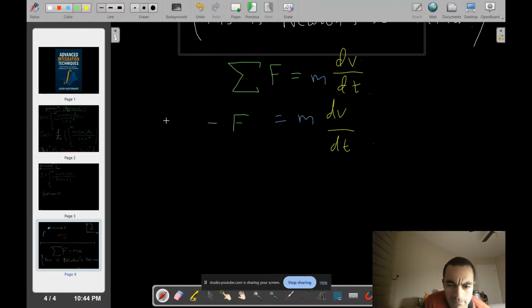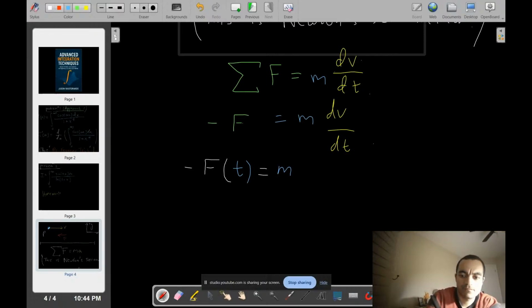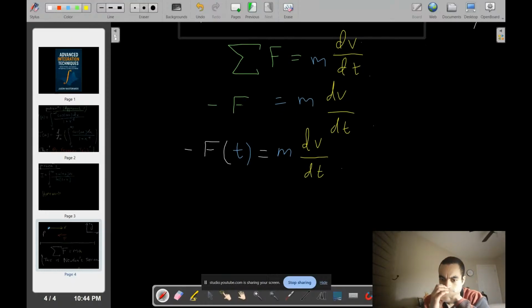First off, F is a function of time. That's another thing I'm going to put down here, so that it's not confusing what F is. It's very important to say what it is. F is a function of t. Okay, and then this is equal to m dv dt, because it's a function of time. Yeah, this would be fine. F is equal also to m times a.